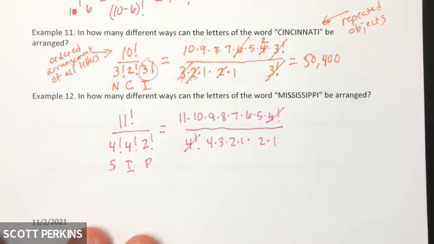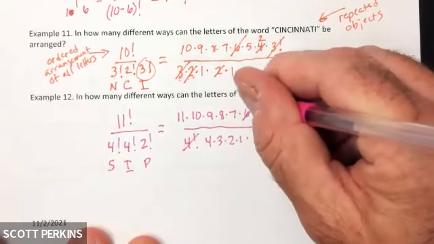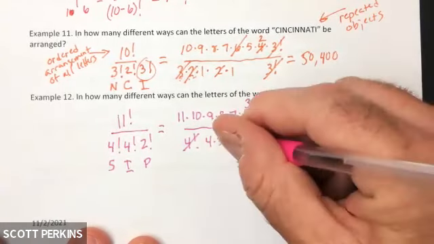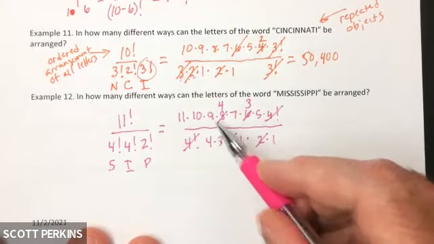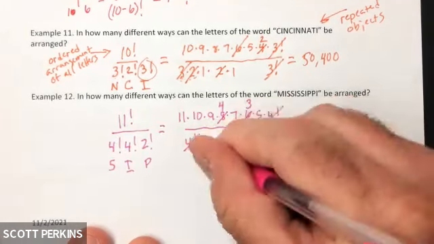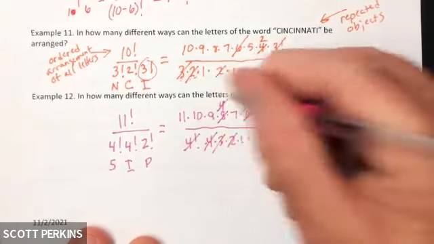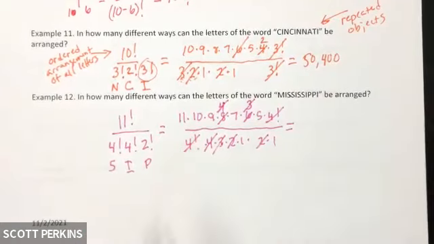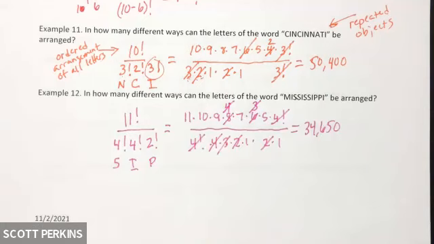And now I'm just going to cancel out what I have in common. So 2 goes into 6 and leaves 3. This 2 goes into 8 and leaves 4. I can divide this 3 either into the 9 or into the 3 that's left there, which I'm going to do. And then this 4, I'm going to divide with the 4 that's already there. And so what I'm left with now is 11 times 10 times 9 times 7 times 5. And I end up with 34,650 different ways to arrange those letters.